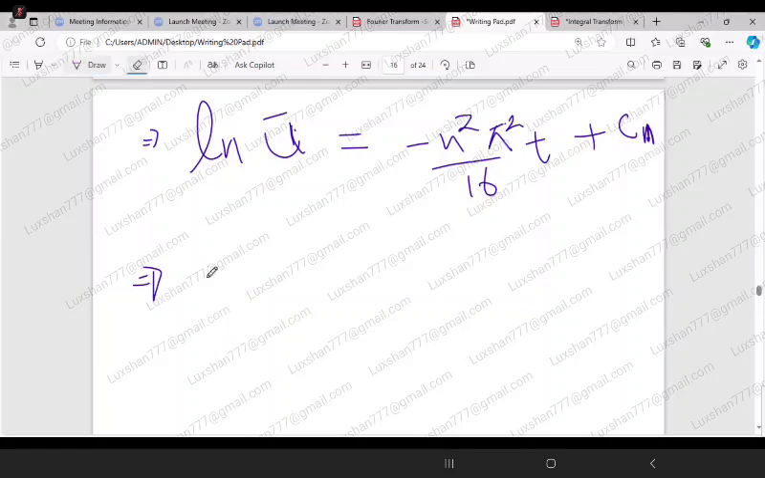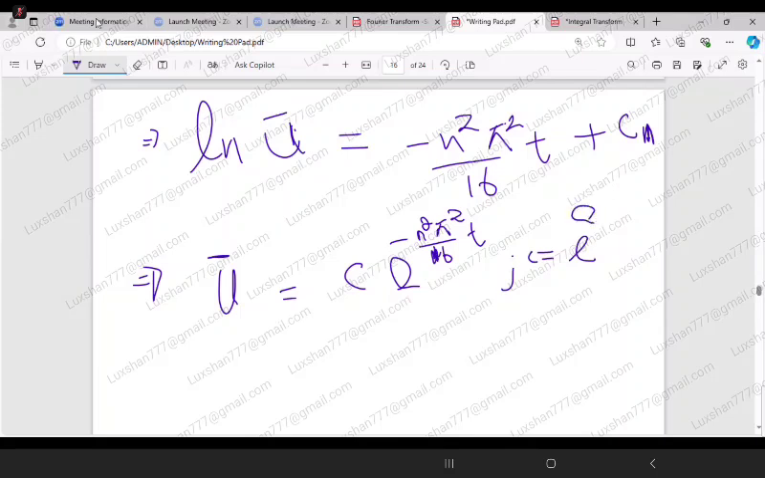So u bar is equal to, if you solve this one, e to the power minus n squared pi squared by 16 t. Now here c is equal to e to the power c1, because when you take the e to the power. Is this okay?